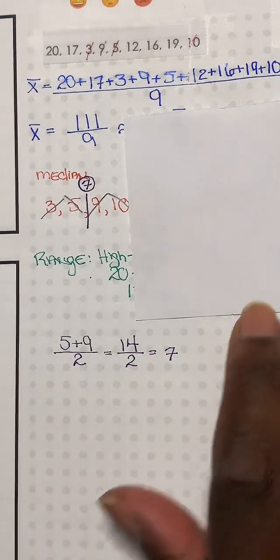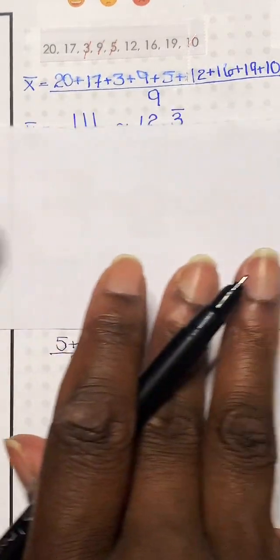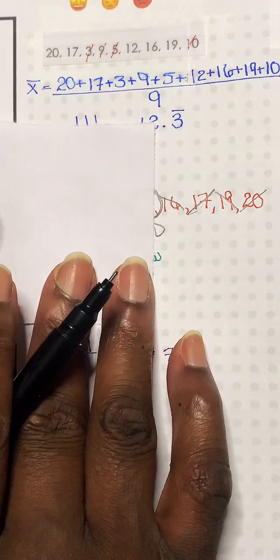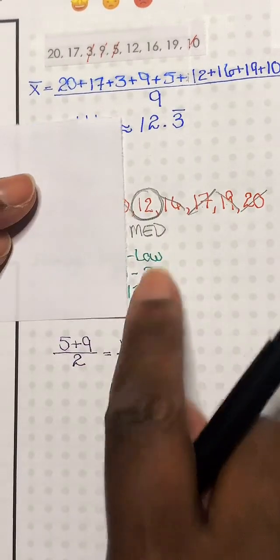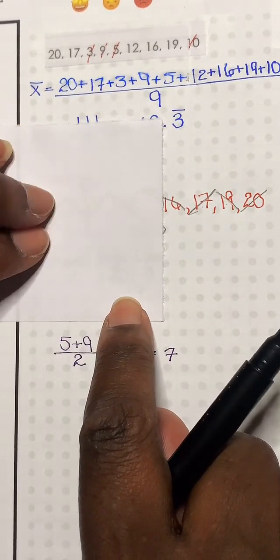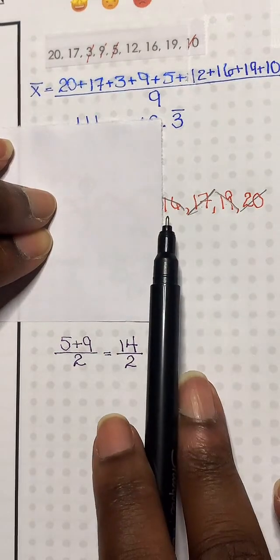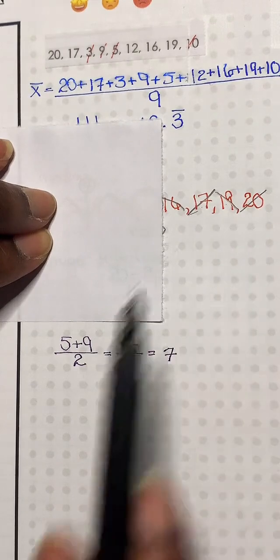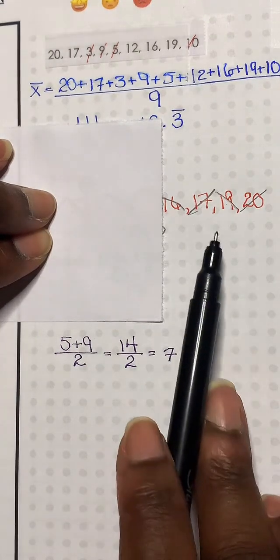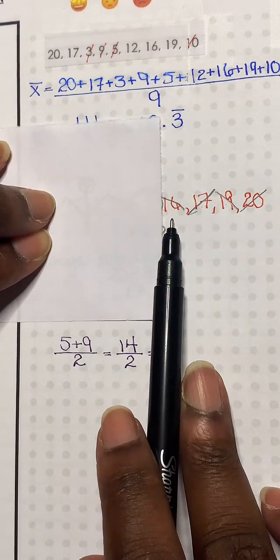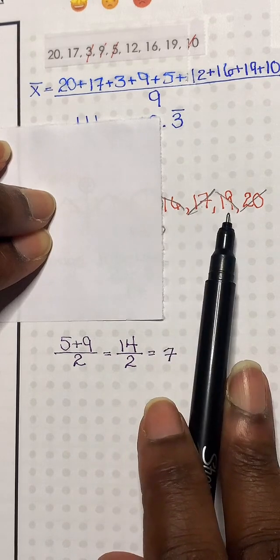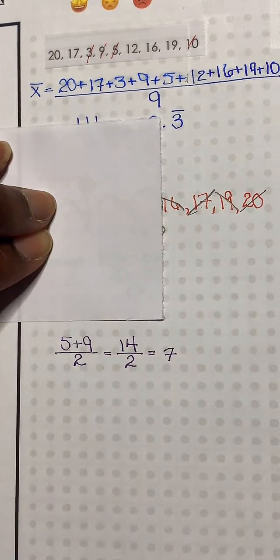So now I'm going to slide over. There's the median of all the data, but I'm going to cover that up. So now I got 1, 2, 3, 4. What is going to be my median for 16, 17, 19, and 20? What do you think?